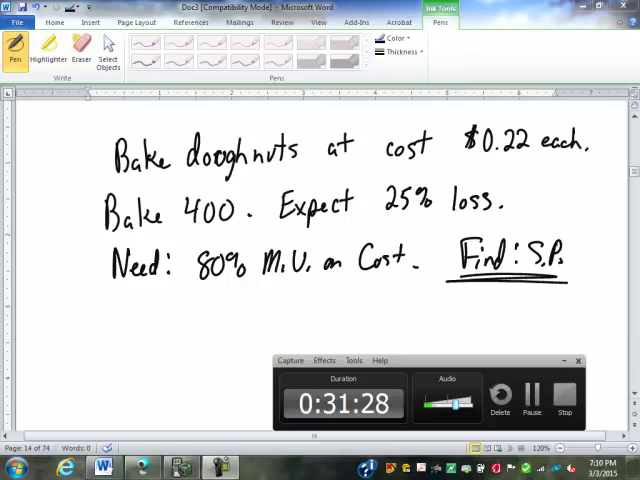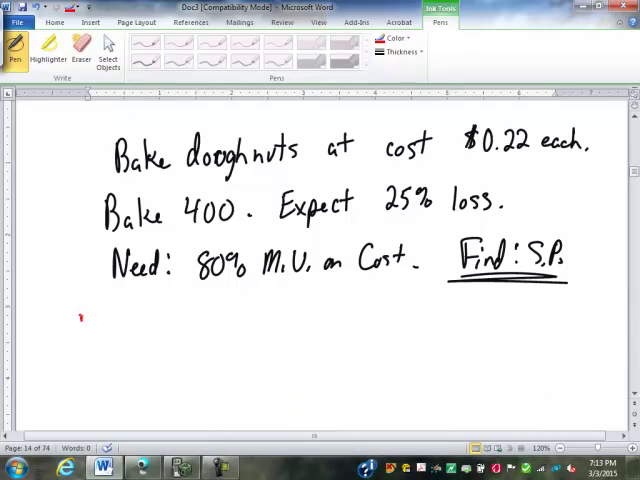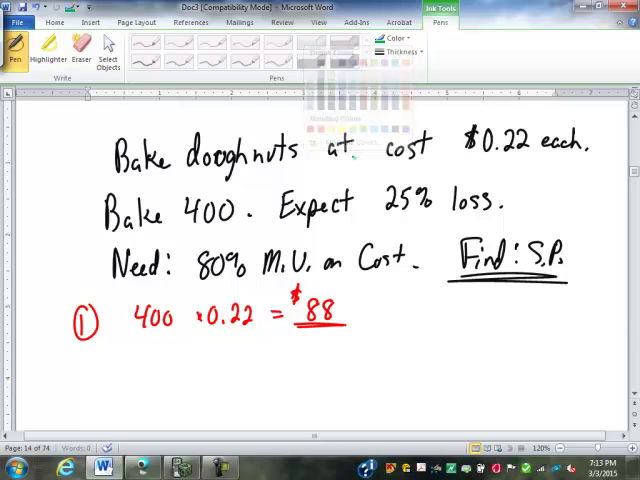I'm going to pause this. So let's start it out. What do we do? 400. So 400 times 0.22 gives us $88 total cost, correct? Table time.